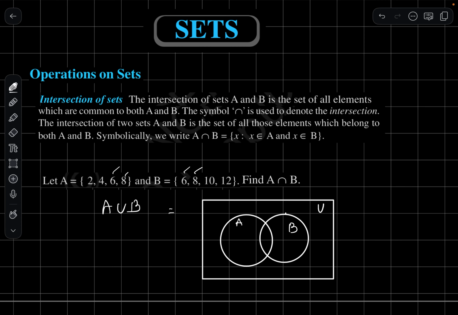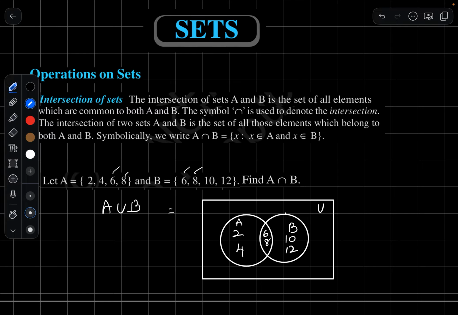Now first, how will we fill in the diagram? We always put the intersection first. So this is going to be 6 and 8, and then the remaining elements 2 and 4, and here it is 10 and 12. Now, what is A union B? So this is union, isn't it? So I'm going to shade those parts.